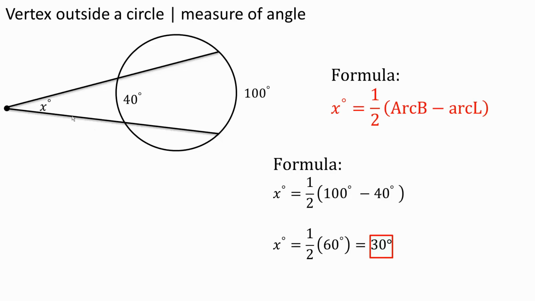If we want to determine the measure of angle X, we can use this formula here. So the measure of angle X is equal to 1/2 parentheses 100 degrees minus 40 degrees. And so we would get 60 degrees times 1/2. And so the measure of angle X is 30 degrees. But we will verify this.